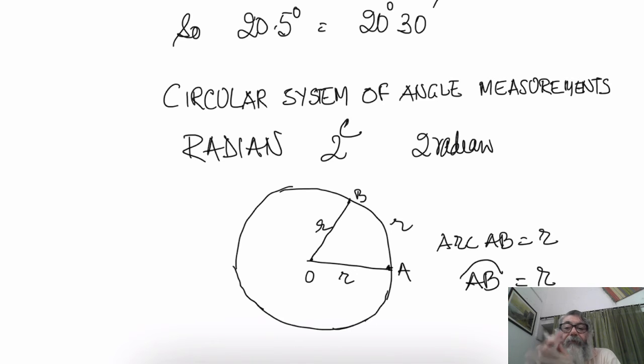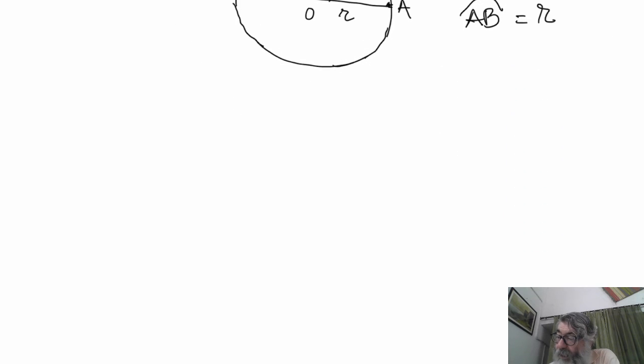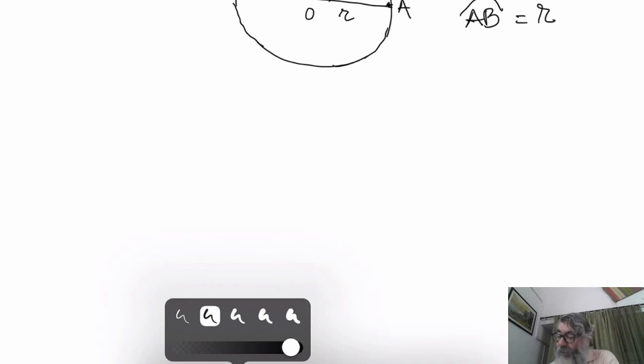So what kind of a sector is here? If you look at the sector here, there are two radii, OA and OB, obviously of the same length r, and some angle theta is formed at the center. Remember, this arc is also of length r. The length of the arc is also r.